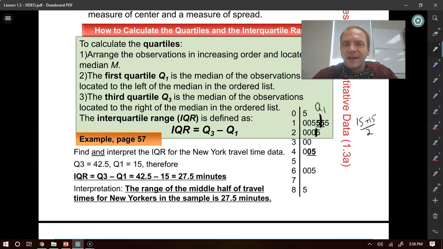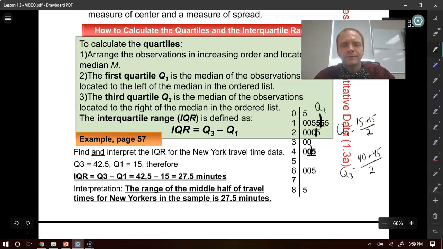And then we said there's 20, so we have 10 over here. So 1, 2, 3, 4, 5. It's going to be right here between these. So for quartile 3, I'm going to take 40 plus 45 and divide by 2. Now it's going to give me quartile 3. This gave me quartile 1. I have my quartiles: 42.5 for the third quartile, 15 for the first quartile. So therefore, our IQR is 42.5 minus 15.